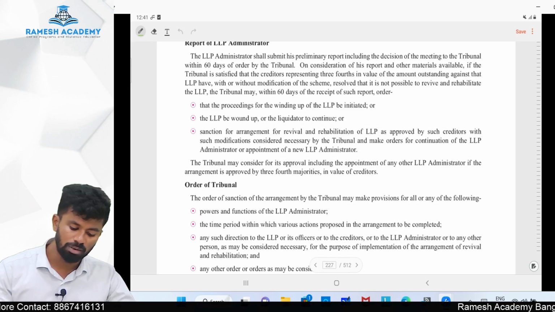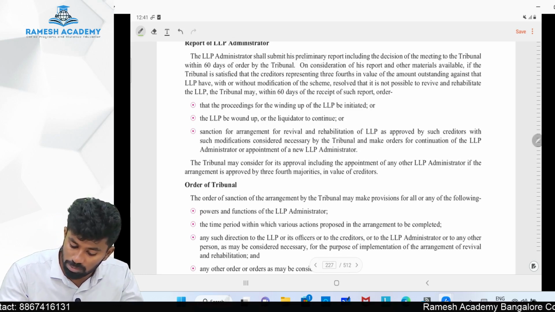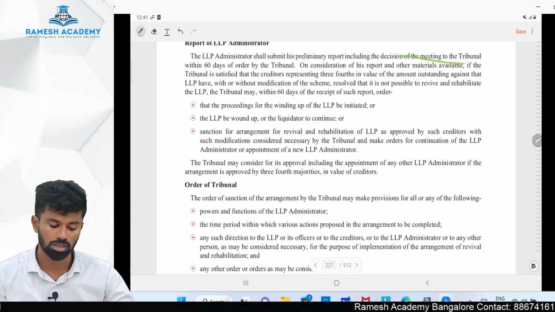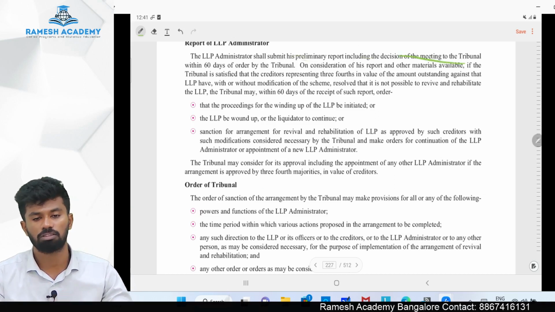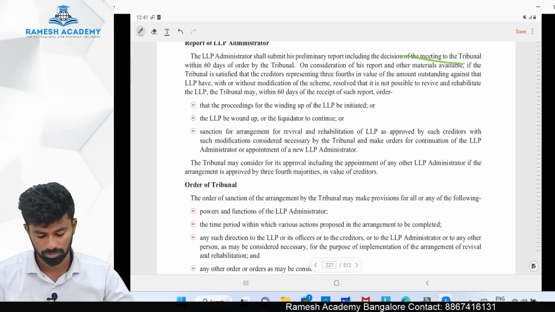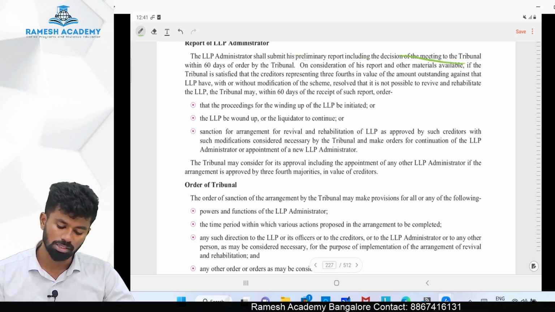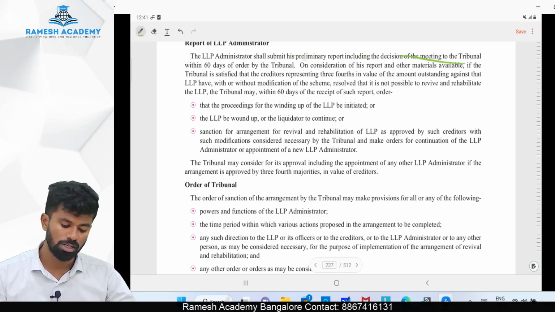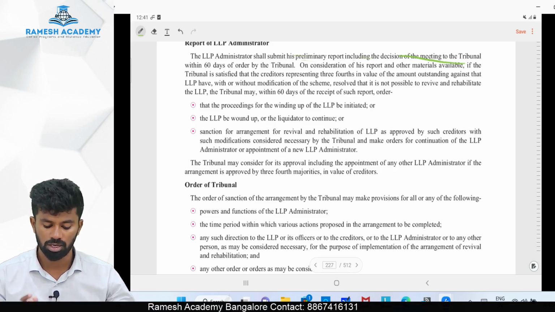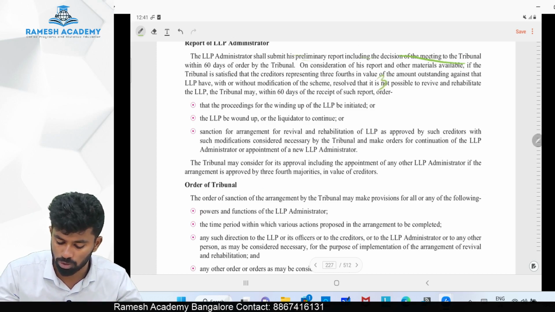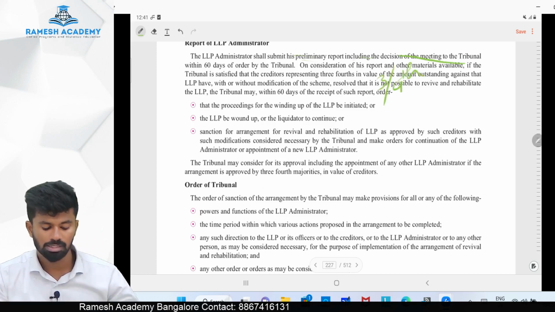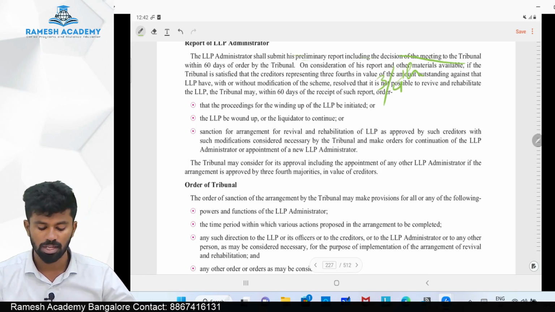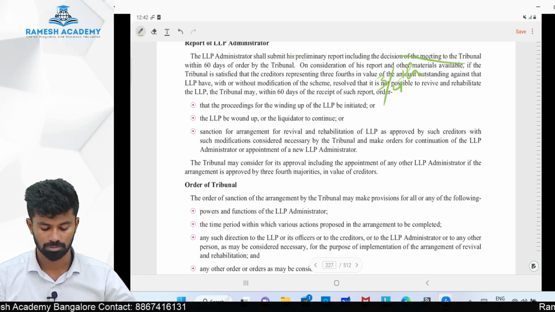The LLP administrator shall submit his preliminary report, including decisions and the meeting of tribunal, within how many days of the order of tribunal? Within 60 days. On consideration of his report and other materials available, if the tribunal is satisfied that creditors representing 3/4 in value, this is what is important, that creditors of the LLP agree with or without modification of the scheme, then it has to be reported to the NCLT.